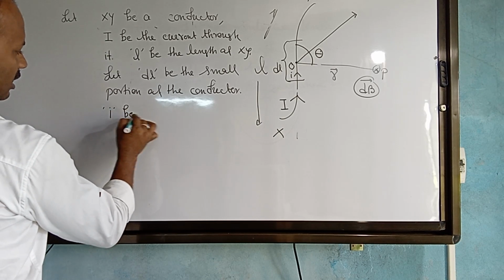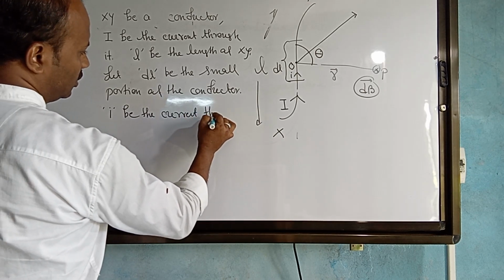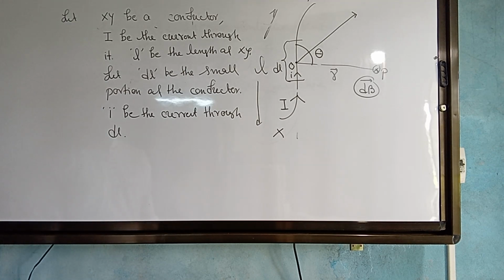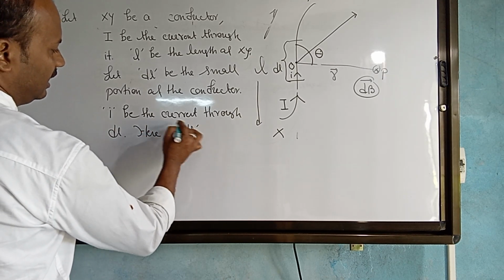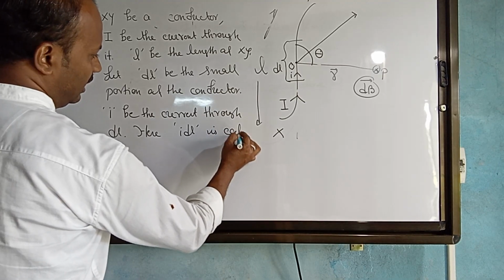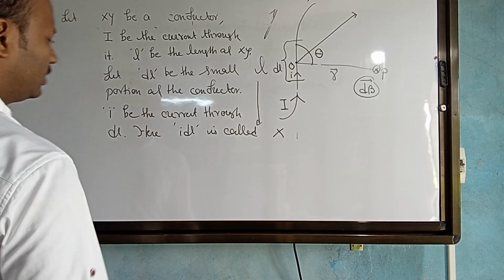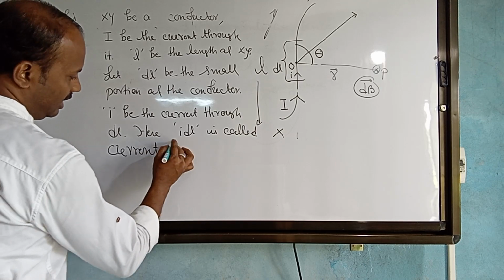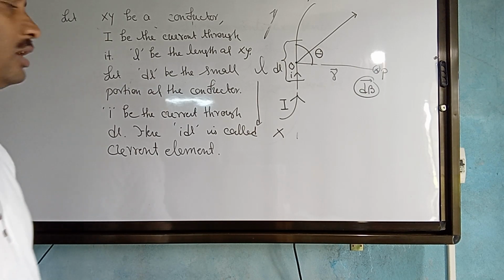Let small i be the current through dl. Here, I dl is called the current element. IDL is called current element.